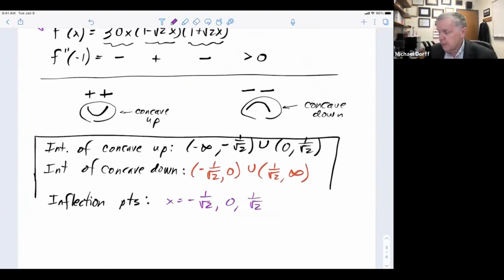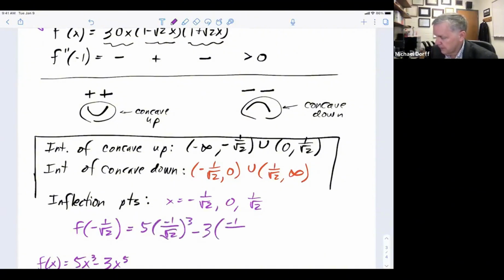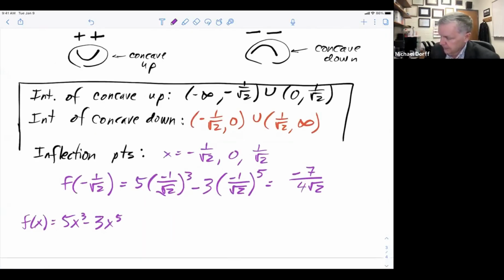All right. Now, they want an inflection point. They don't want just the x value. So I need to figure out what is f at these points. So f at -1 over square root of 2. I'll plug that back into my original equation. Again, remember f of x was 5x cubed minus 3x to the 5th. So I'm going to get 5 times (-1 over square root of 2) cubed minus 3 times (-1 over square root of 2) to the 5th. And when I simplify that, I get the answer of -7 over 4 square root of 2. All right. So one of my inflection points is going to have that as the y value.